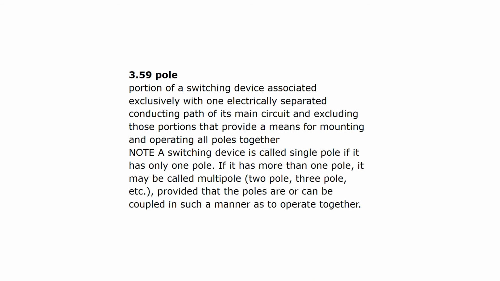Pole: portion of a switching device associated exclusively with one electrically separated conductor path of its main circuit and excluding those portions that provide a means for mounting and operating all poles together. Note, a switching device is called single pole if it has only one pole. If it has more than one pole, it may be called multipole, two pole, three pole, etc., provided that the poles are or can be coupled in such a manner as to operate together.